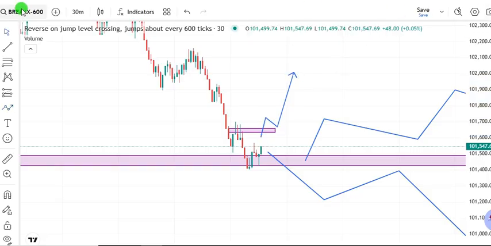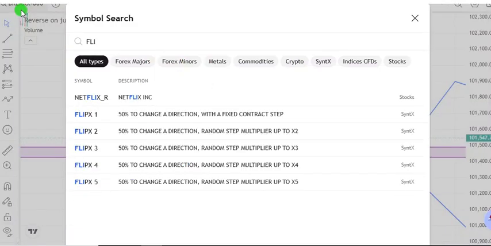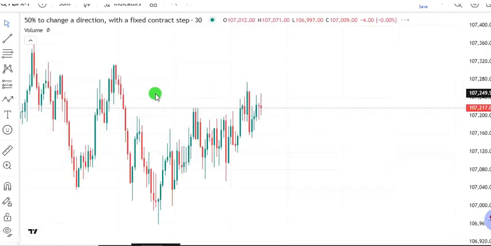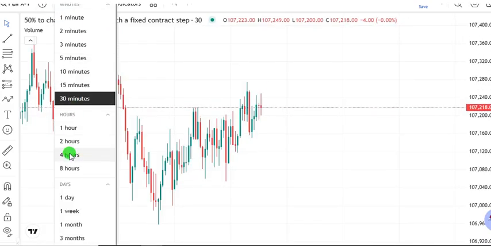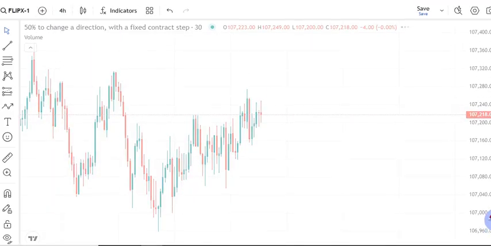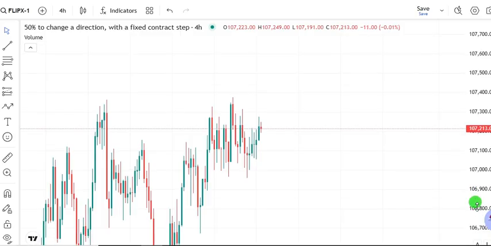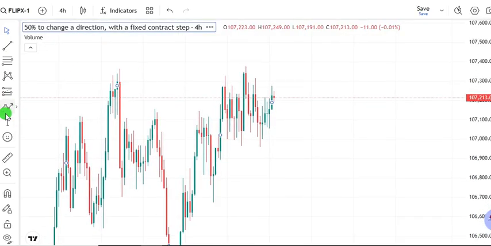So let's do Flip. We're going to flip one. Okay, yes, Flip 1. So we're going to the H4. Oh my goodness. I think I'll just suggest leaving Flip for now.